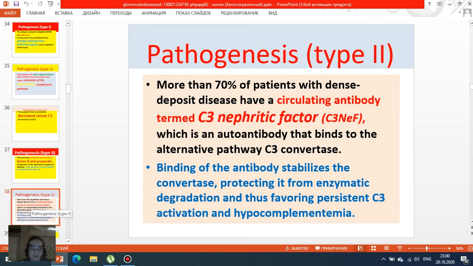More than 70% of patients with dense deposit disease have a circulating antibody termed complement-3 nephritic factor, which is an autoantibody that binds to the alternative pathway complement-3 convertase. Binding of the antibody stabilizes the convertase, protecting it from enzymatic degradation and thus favoring persistent complement-3 activation and hypocomplementemia.